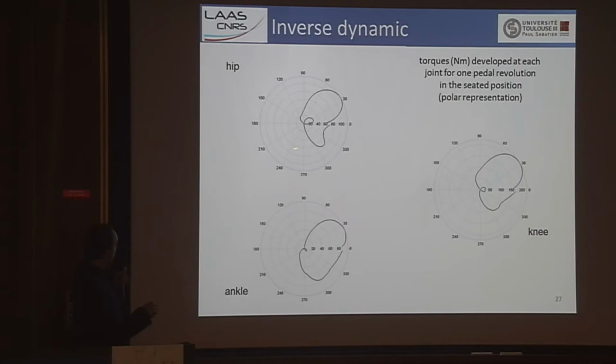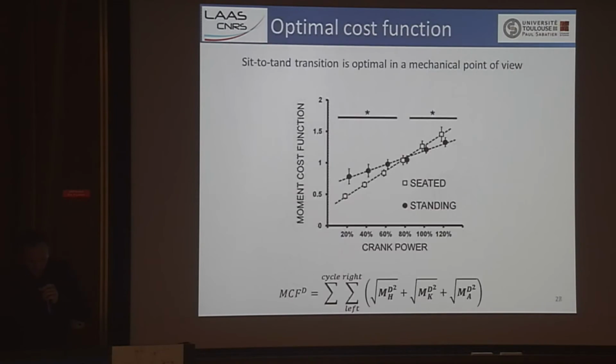So here it's a polar representation of the crank, and we can see the variation of the torque at the hip, the knee, or the ankle. Here it's a maximal power, and we can see, for example, a maximal torque at the knee of around 200 Newton meters. And using clipped pedals, when the foot rises, we can see that we are going from extension to flexion to raise the foot.